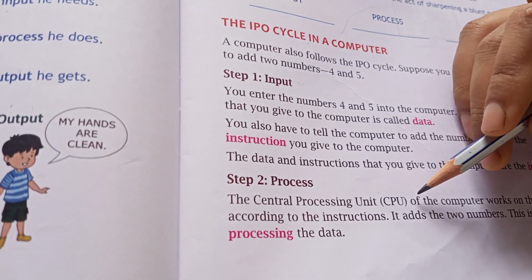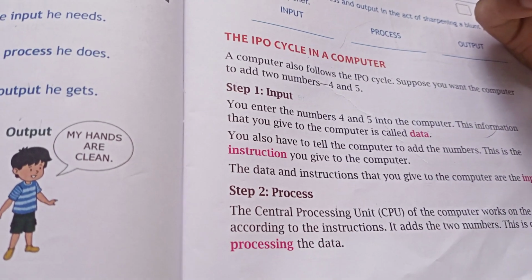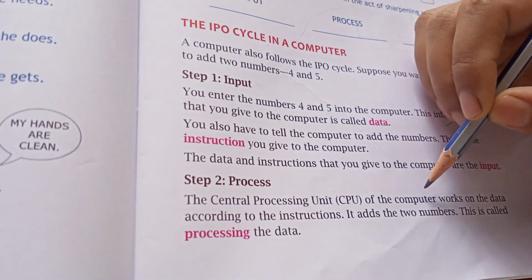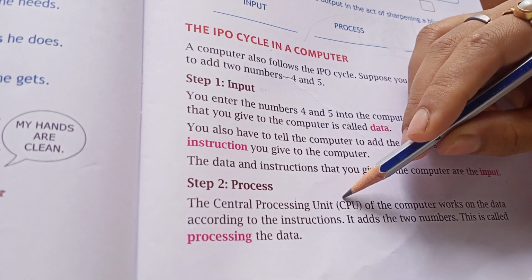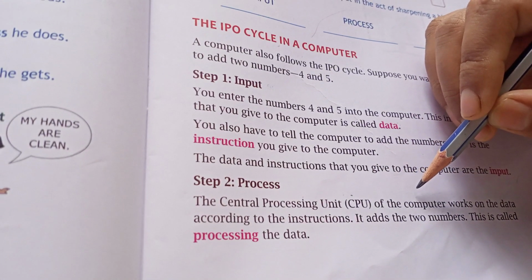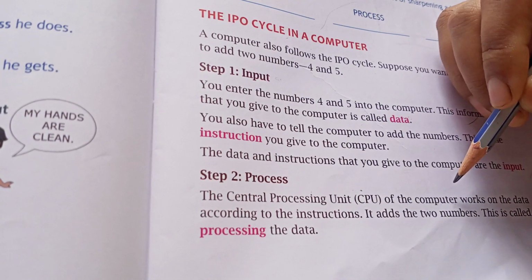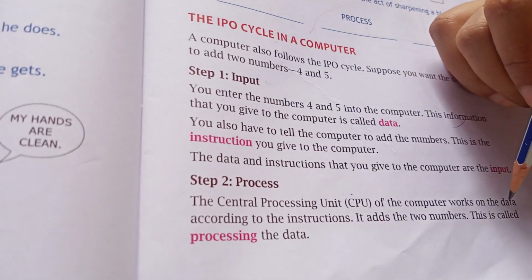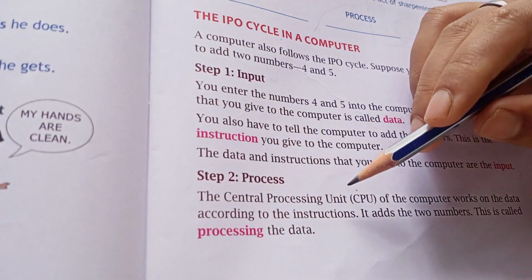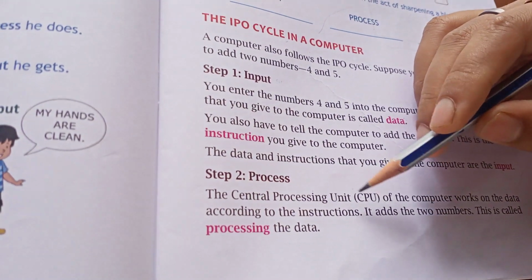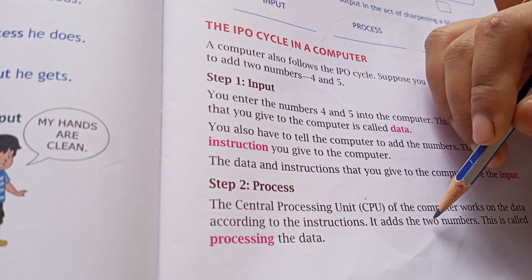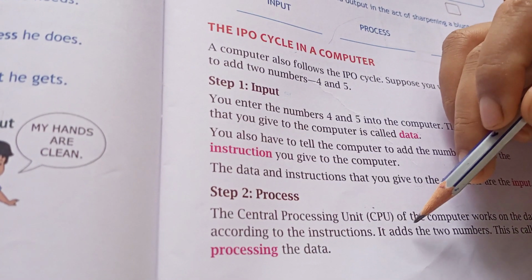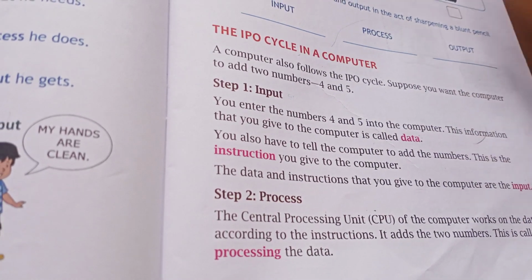Like in our daily life, we perform our work according to our brain, in the computer the CPU is considered the brain. All the work is run by the CPU. So the CPU will perform the work based on the data and information that you give to the computer. This is the process. It adds the two numbers. This is called processing the data. The CPU will add the numbers 4 and 5. This is the second step.